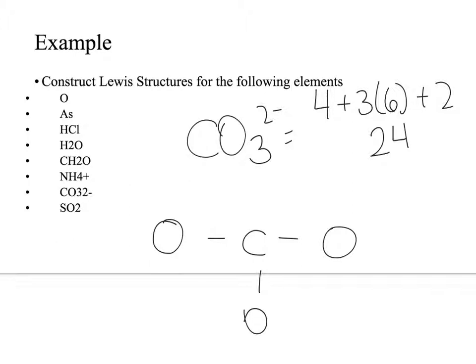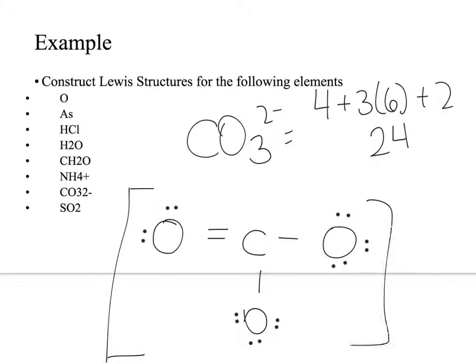So we get oxygen on the right has 2, 4, 6, 8. Then we have 2, 4, 6, 8, 2, 4, 6, 8. We have a total of 24 already placed. We do have a slight issue because carbon does not have enough. So we need to take one of these, erase them, and make a double bond. And there you go. Also, don't forget this part. Sorry. That's CO3 2 minus.